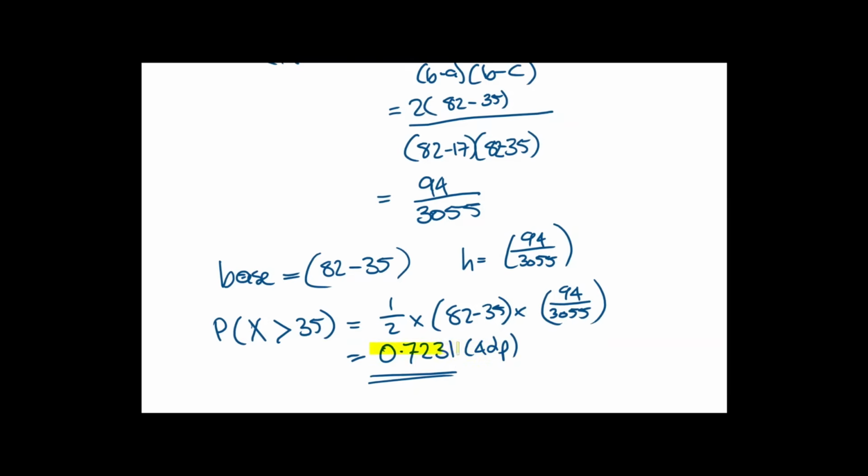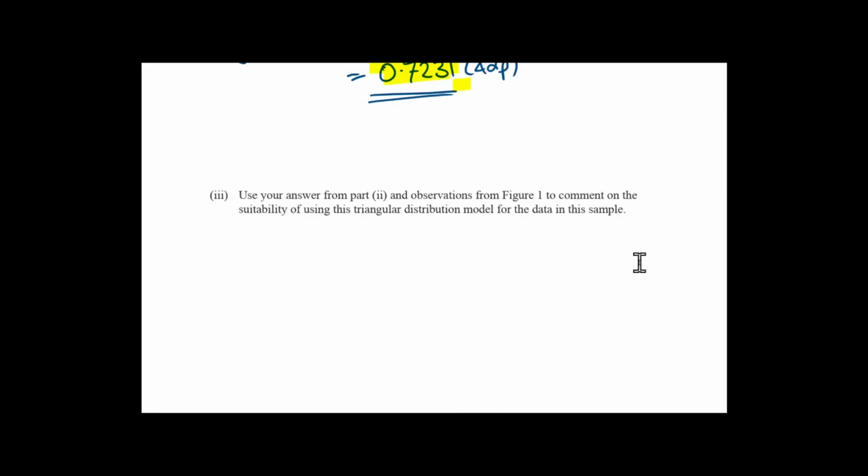So let's highlight that. Use your answer from the one we just did and observations from the bigger ones. Just comment on the suitability of using this kind of distribution for the data sample. Well, I'd say it's pretty good. The shape is pretty good. It is pretty triangular.